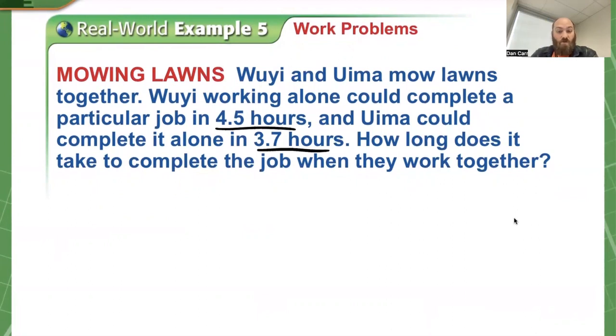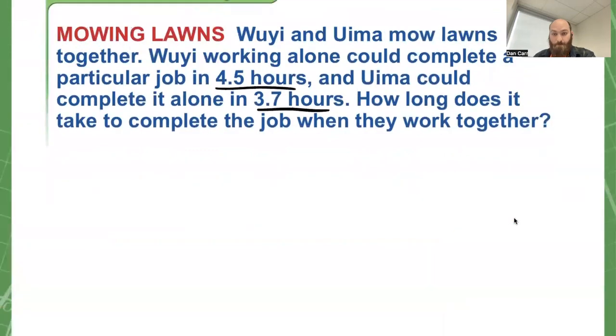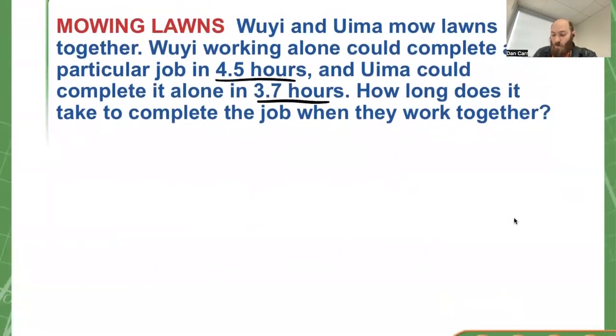Okay, so again, we're using not exactly distance equals rate times time. It's going to be work this time. We can kind of call it work equals rate times time. Okay, so that's what we're looking at here. So if we think about it, work in this case would be like the number of jobs. So they both get one job done. So how long does it take them?